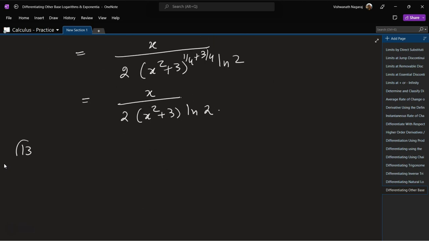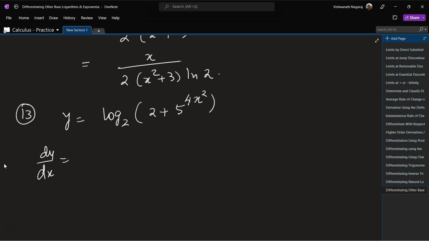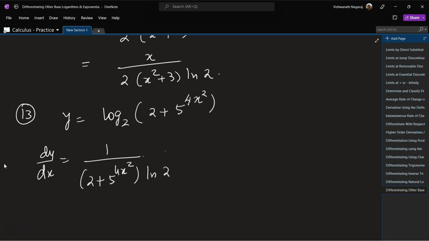Okay, 13th one, y is equal to log to the base 2 of 2 plus 5 to the power of 4x square. Now we have a combination. Okay, so dy by dx is equal to, first we have to take care of the log part. So 1 by x, which is 2 plus 5 to the power of 4x square, natural log of 2 times, now we have to differentiate this. This will be 0, so we can ignore it.